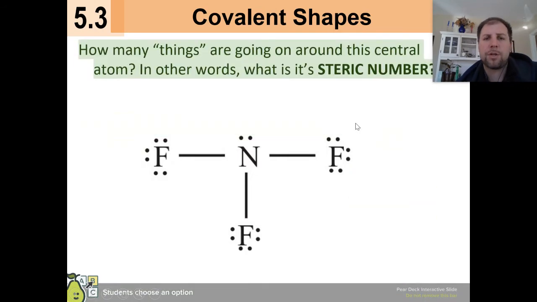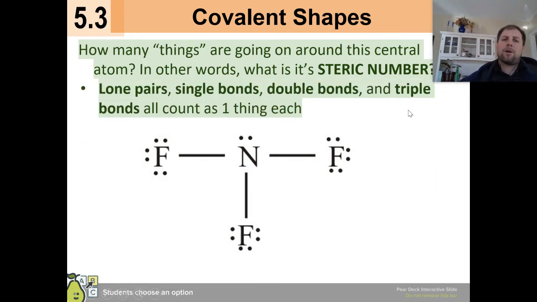So here's the sample question. How many things are going on around this central atom? What is its steric number? Remember, lone pairs, single bonds, double bonds, triple bonds, they all count as one thing each.